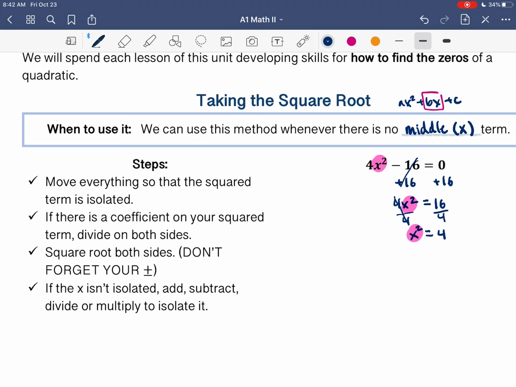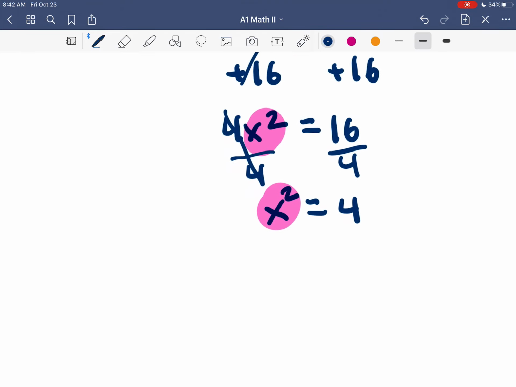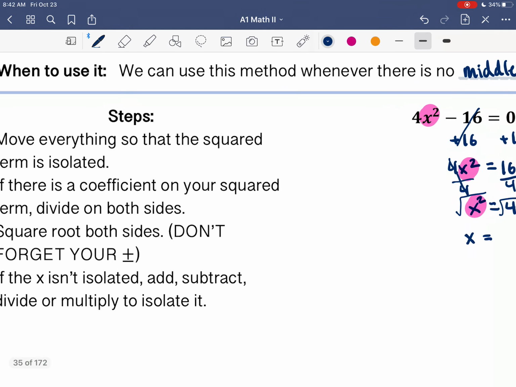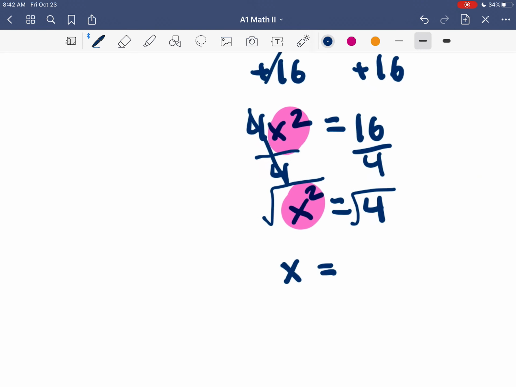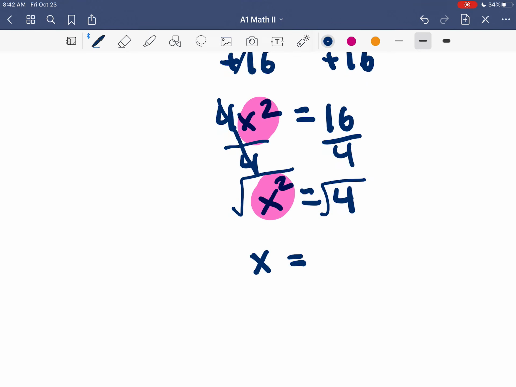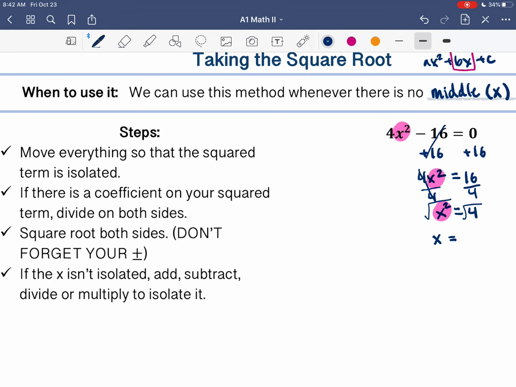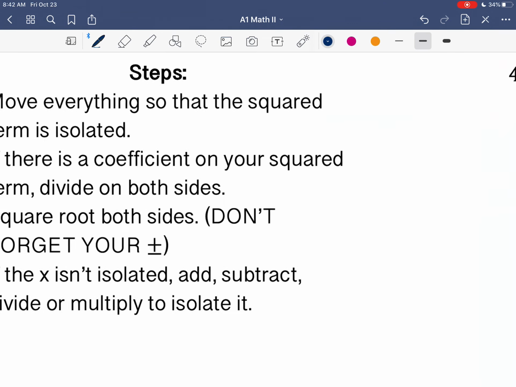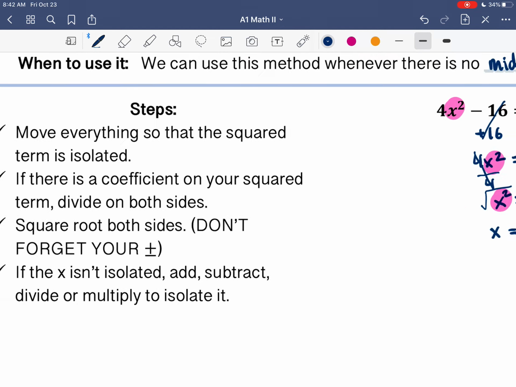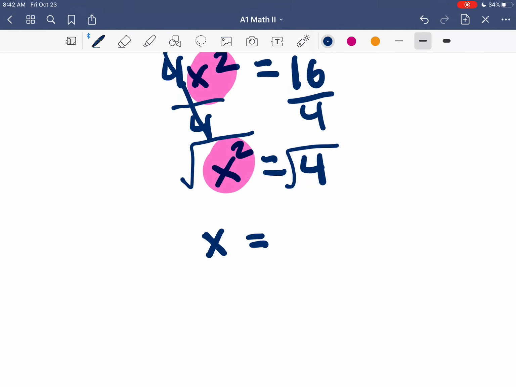Because I have a squared term, or a squared on my x, to undo that we have to do the opposite of squaring something, which means square rooting. So I'm going to square root both sides of my equation so that I have x on one side, because squared and square root undo each other. And then something very important happens on the other side. The square root of 4 is 2. You can check that on a calculator. But in this scenario, both positive and negative 2 work.